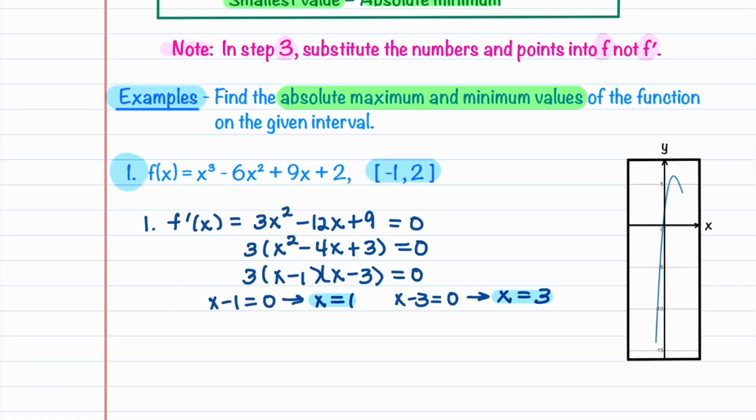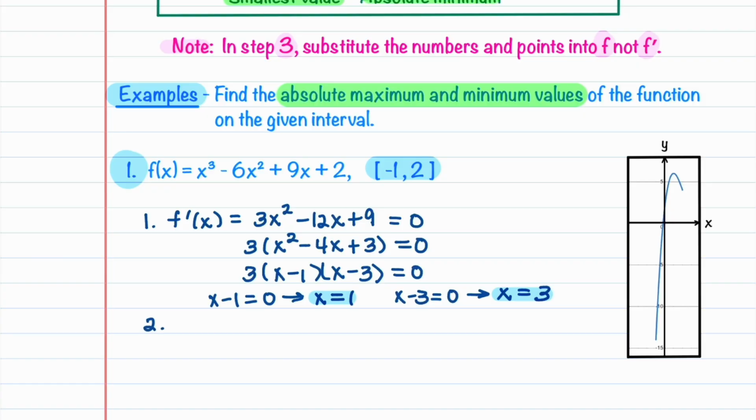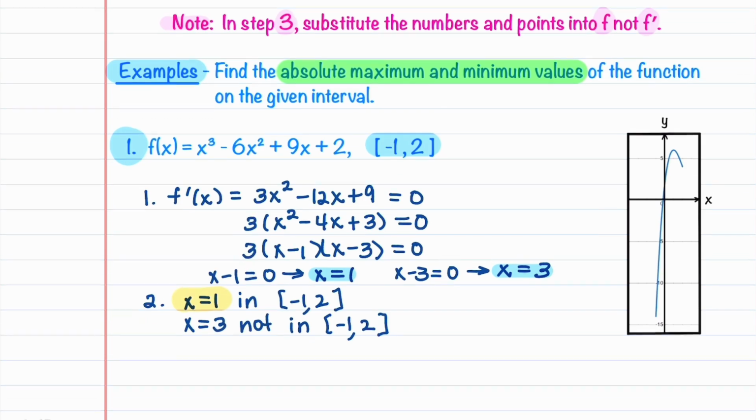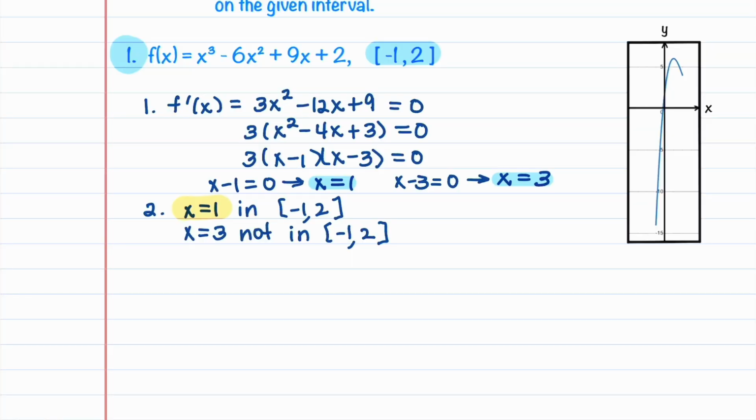Our second step is to check if each of these critical numbers is in the interval from -1 to 2. x equals 1 is in the interval from -1 to 2, but x equals 3 is not in our interval from -1 to 2. Let's highlight this number because that is a number where we're going to potentially have a max or a min. Let's go to step 3.